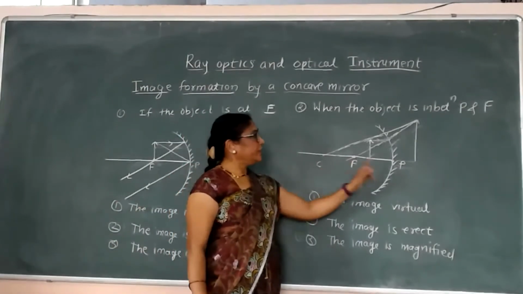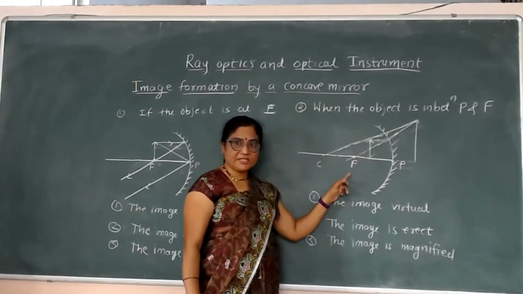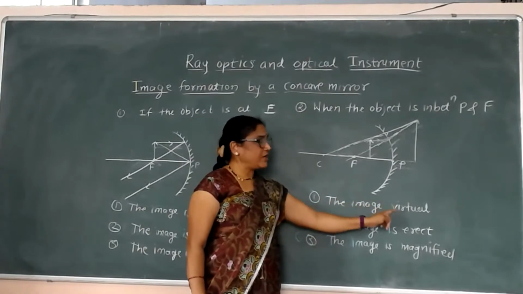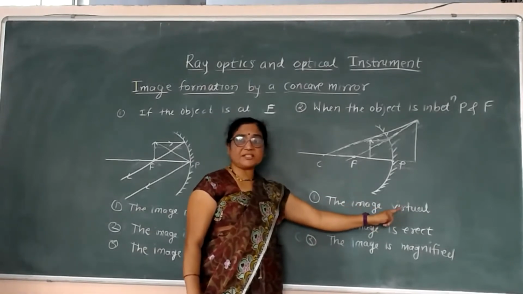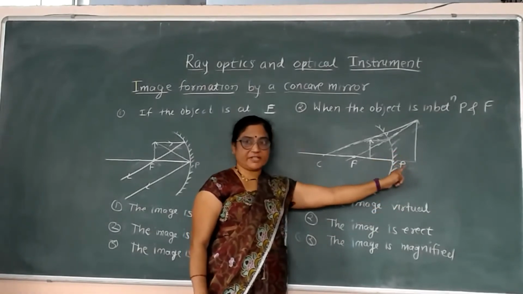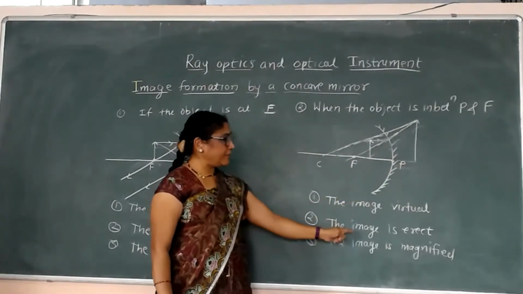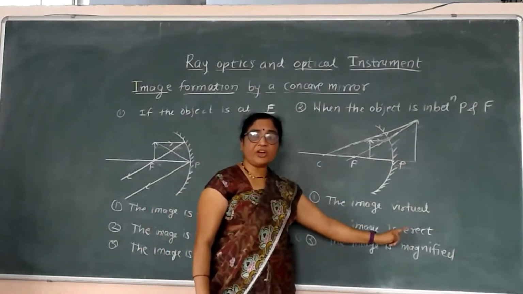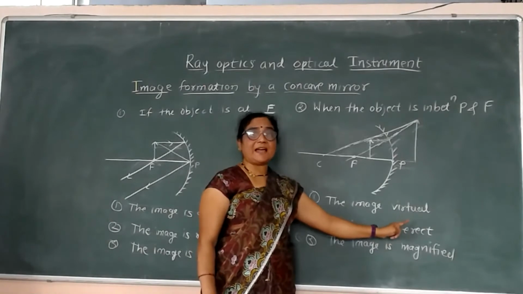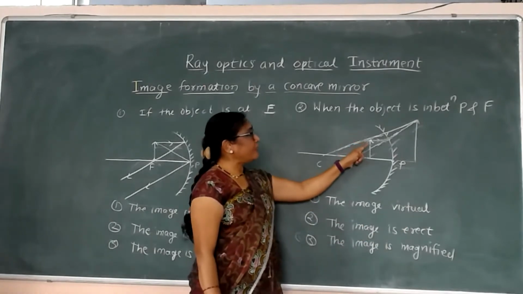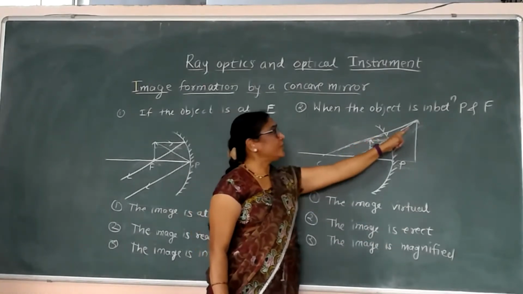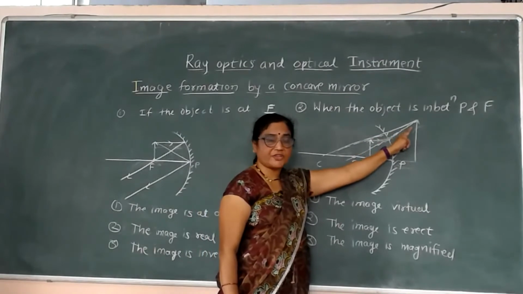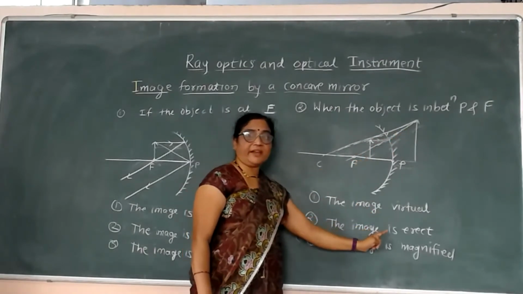When the object is in between pole and principal focus, the image is virtual because this image is found out due to the diverging rays. At the same time, the image is erect. What is the meaning of erect here? Erect means as it is. See here, this is the arrow mark in the upward direction, so here also the arrow mark is in the upward direction. This image is known as an erect image.